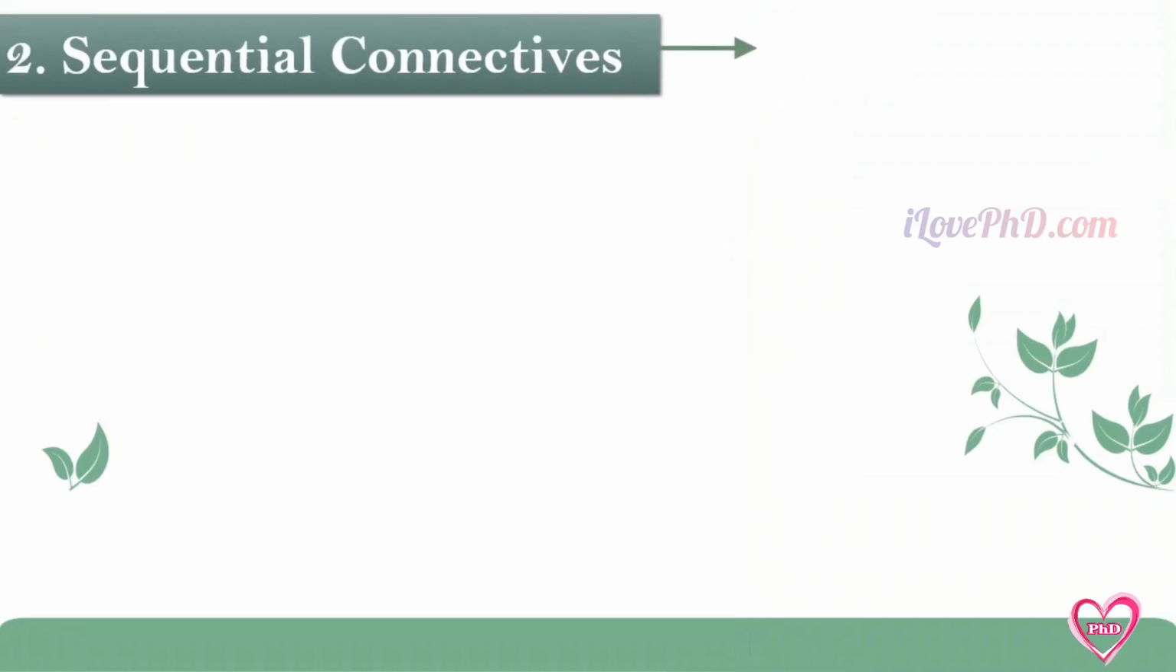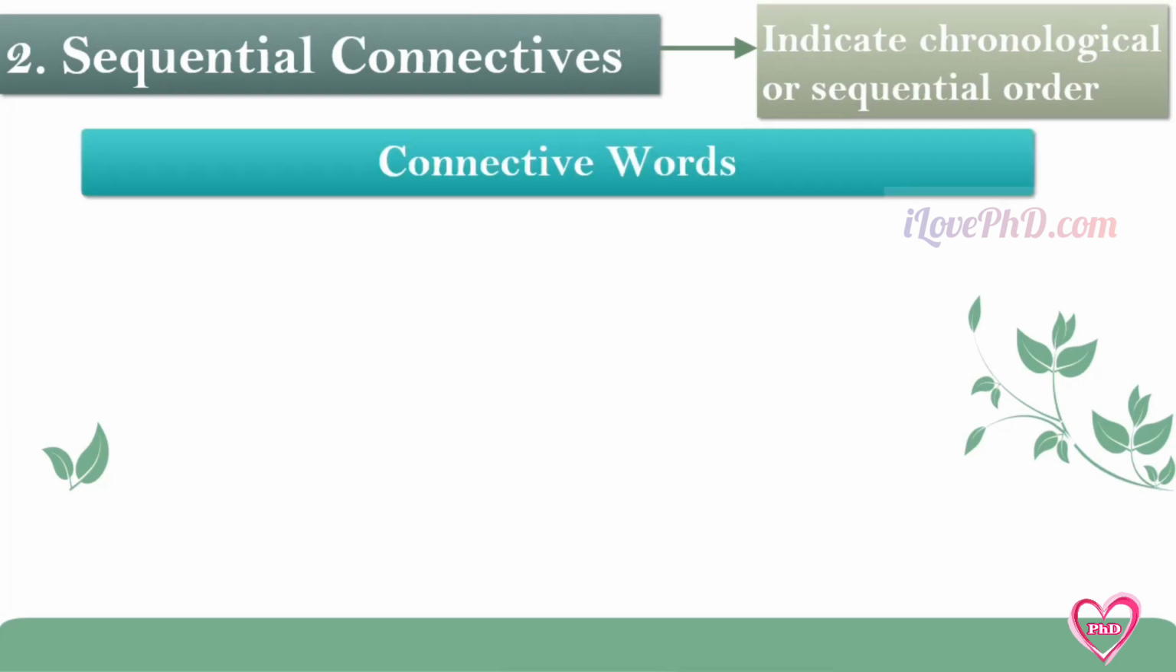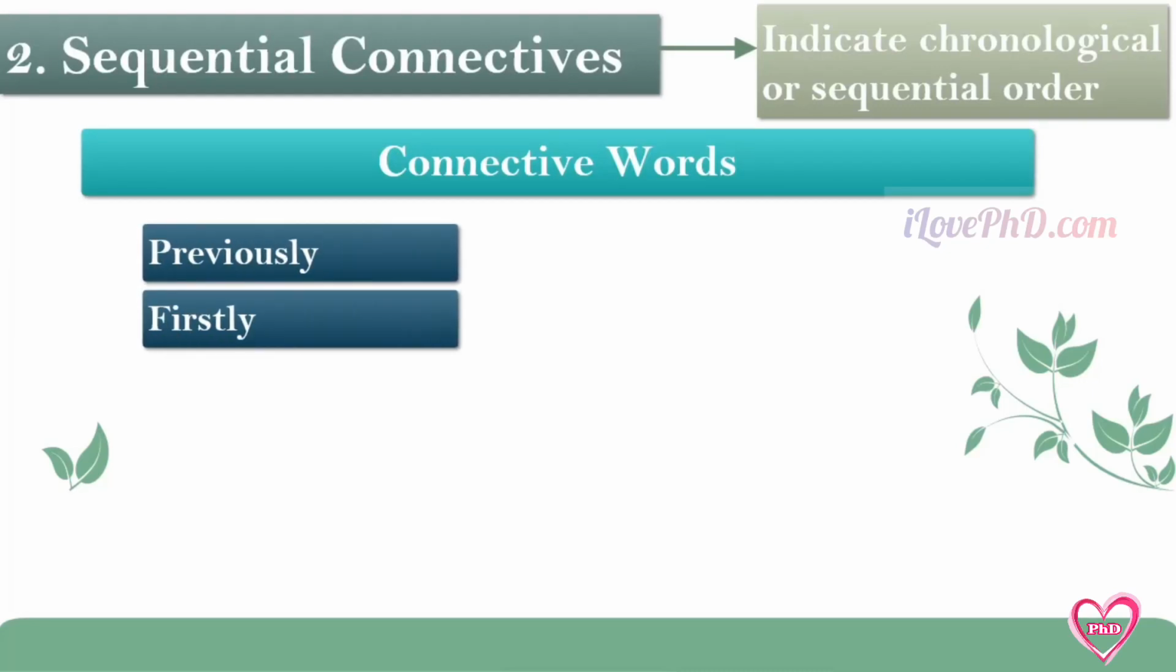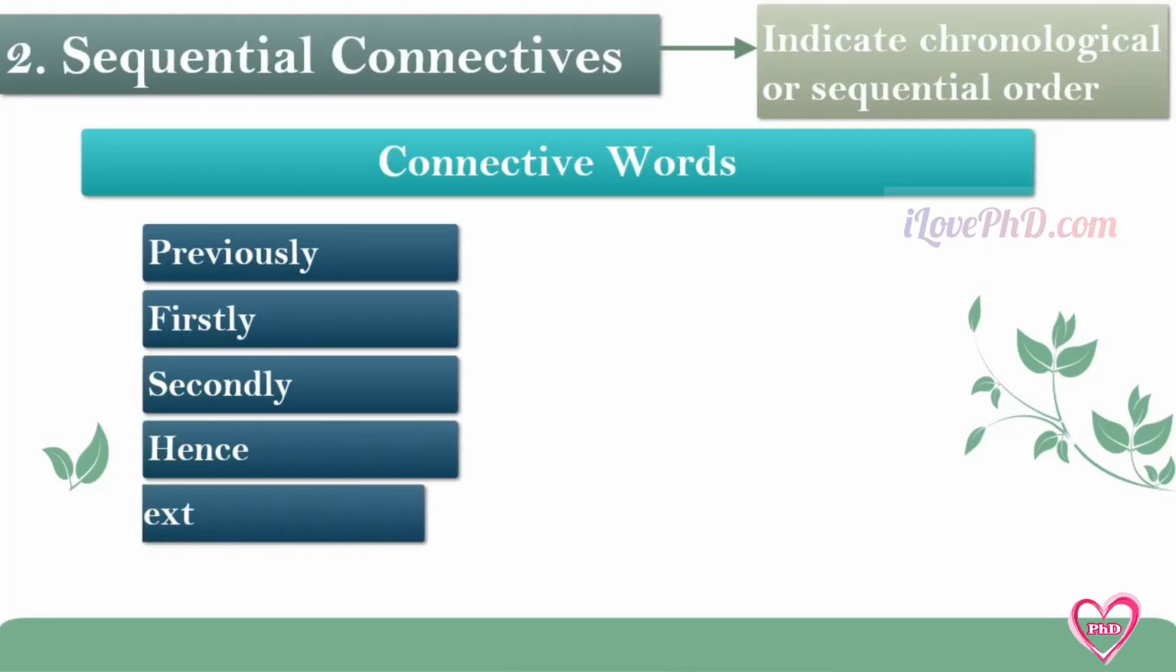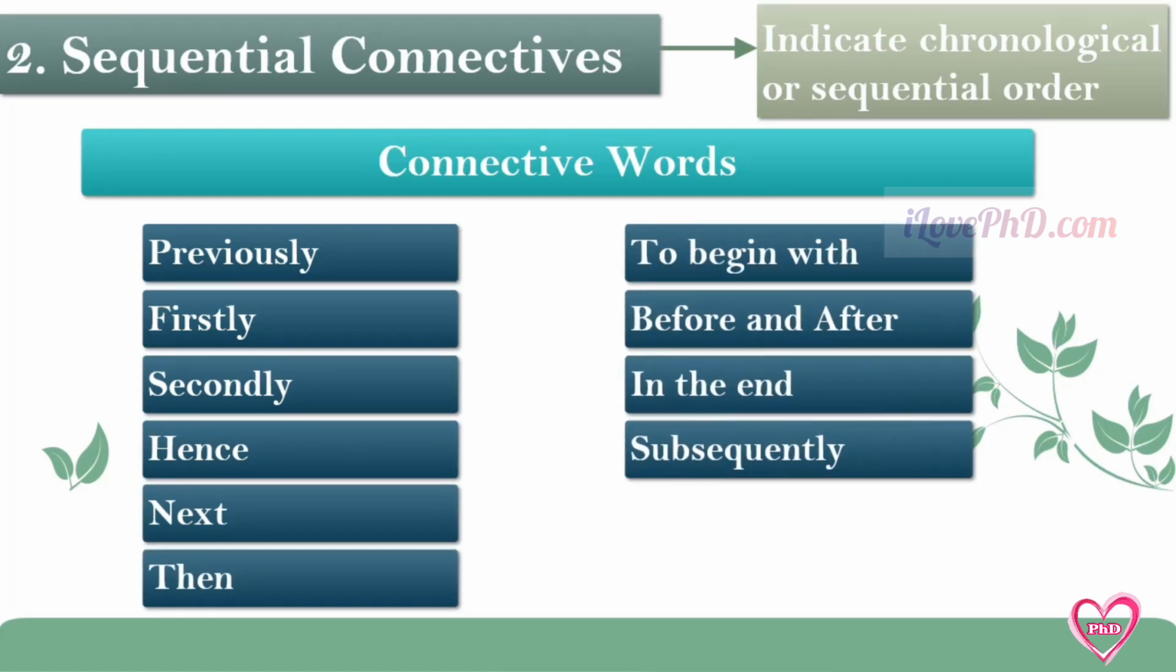Then, sequential connectives. These words indicate chronological or sequential order, helping to structure your paper's narrative. Here is the list of connective words used to present sequential order. They are previously, firstly, secondly, hence, next, then, to begin with, before and after, in the end, subsequently, and finally. These connectives help to organize your information in a clear and logical sequence, guiding the reader through the steps or stages of your argument and analysis.